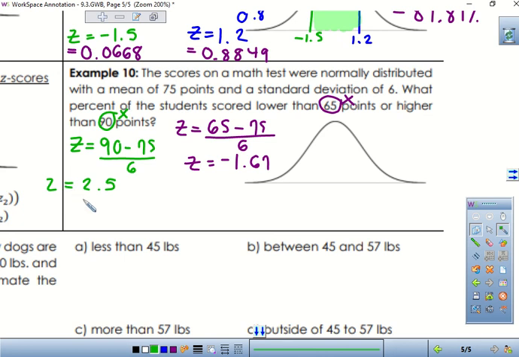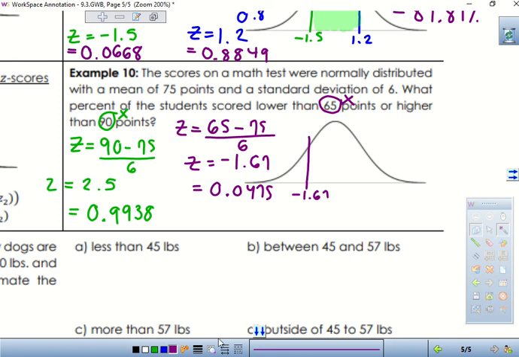So right now I just found the z values. Now I need to convert them with the chart. So I'm going to convert each of those values. So this one converts to 0.9938. And this one converts to 0.0475. So I have their conversions. Now I want to use the table to talk about what this represents. So negative 1.67 falls about right here, right? And 2.5 falls somewhere over here.